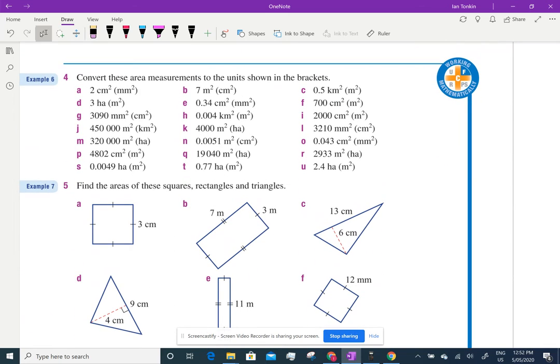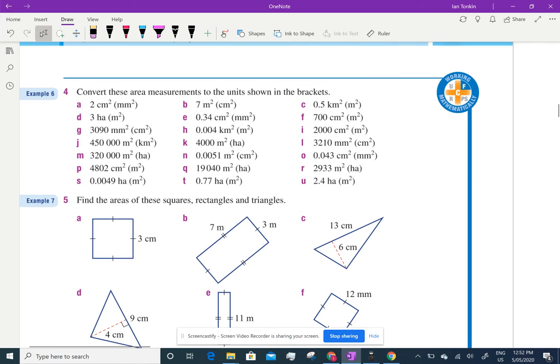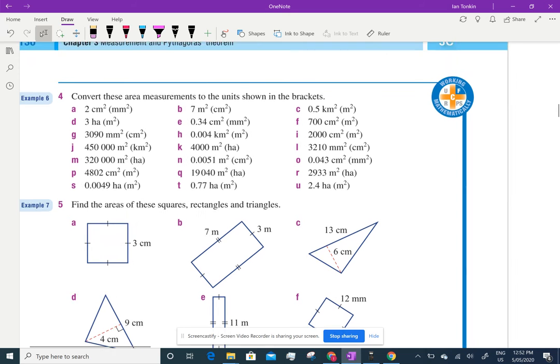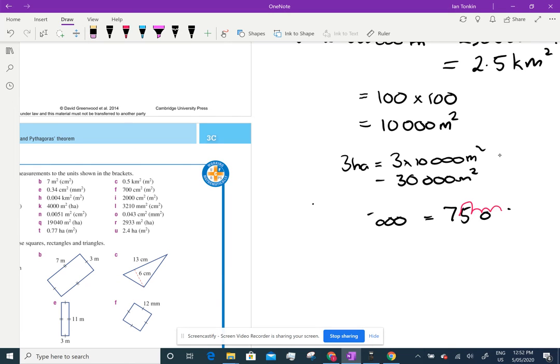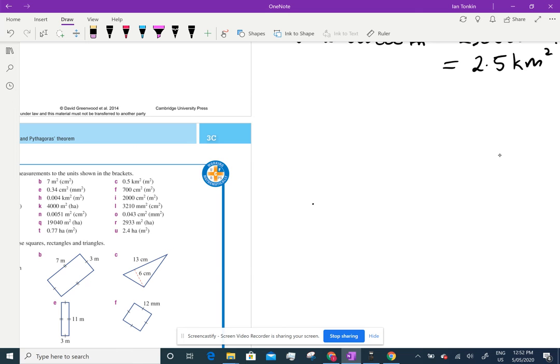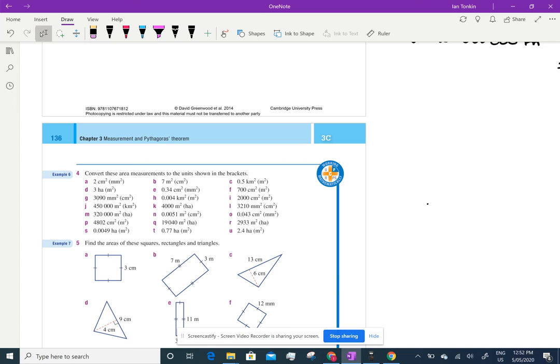Question 4 is where you need to spend some time. So, what are we going to do? Convert the area measurements shown. So you need to do these. I'm going to have a go at a couple of these. And remember, I'm going to be referring back to the diagram that hopefully you've written in your notes above. And I'm going to show my working. Now, I'm not going to do them all. You need to spend some time doing them. So I'll just have a go at the first column.